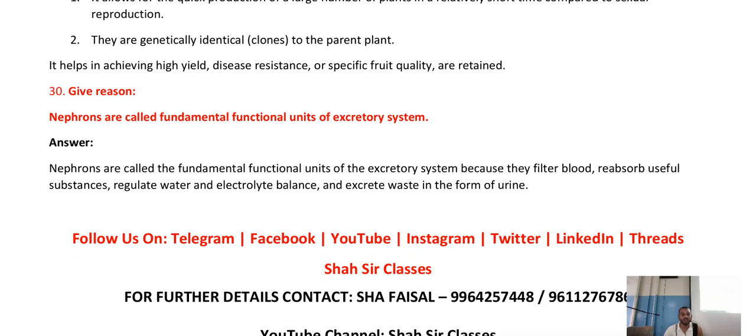Give reasons. Nephrons are called fundamental functional units of excretory system. Remember? Nephrons are known as the basic functional unit of excretory system. That is from kidney. Remember why? Because all the complete functioning will take place, filtration will take place in nephron only. That is the reason. I hope you have understood this class.